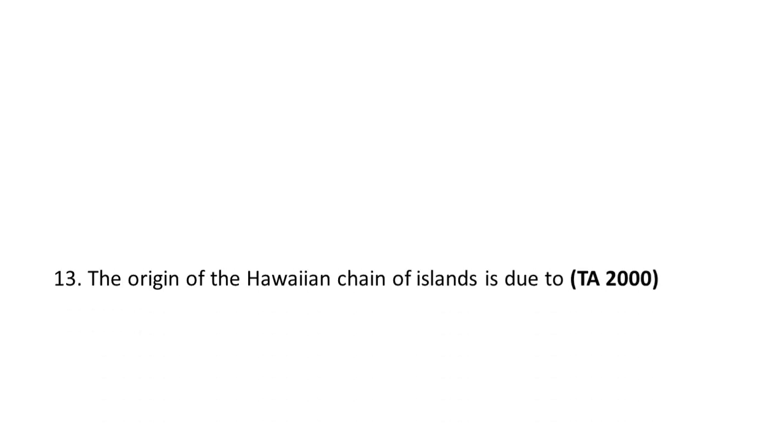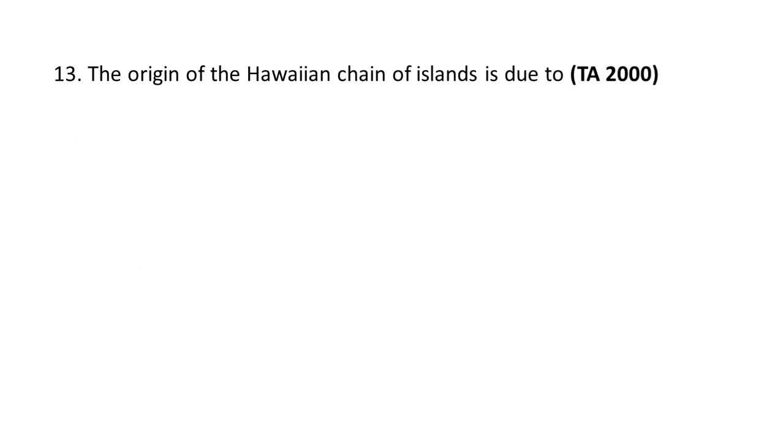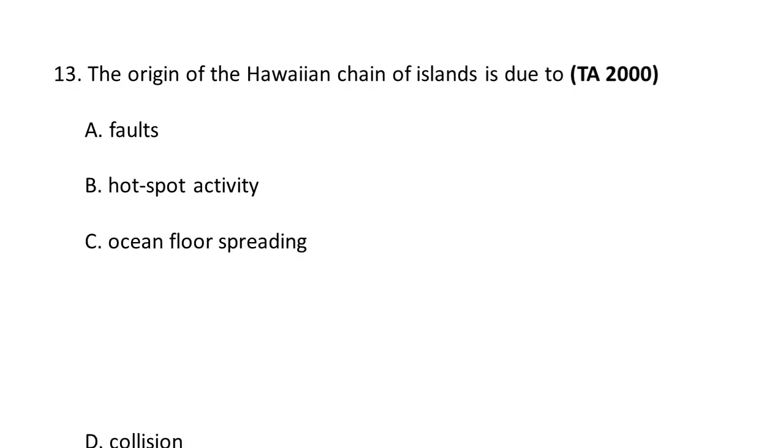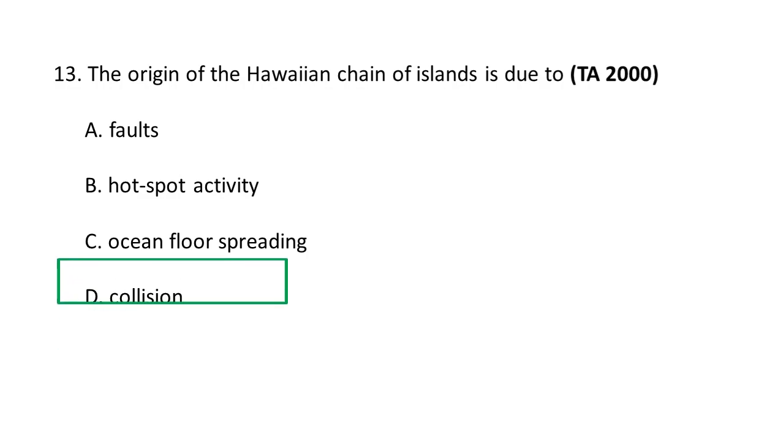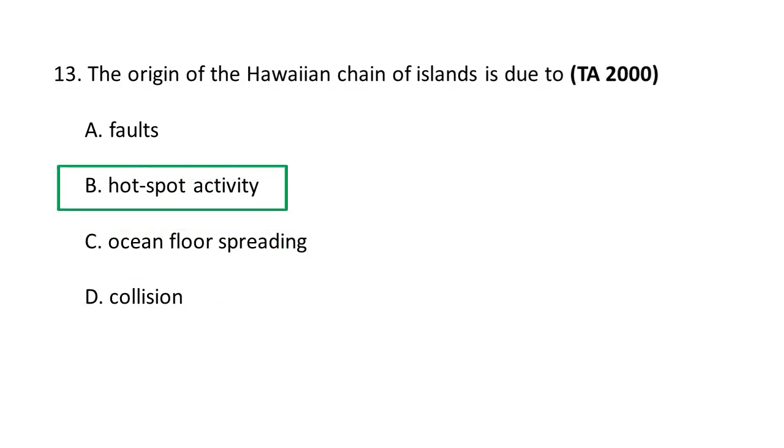Next question. The origin of the Hawaiian chain of islands is due to A. Faults, B. Hotspot activity, C. Ocean floor spreading and D. Collision. The origin of the Hawaiian chain of islands is due to hotspot activity.